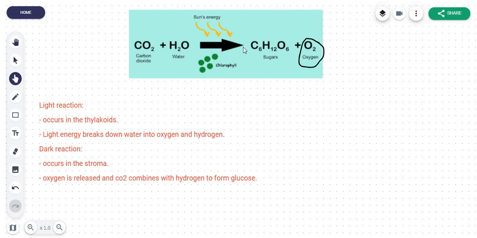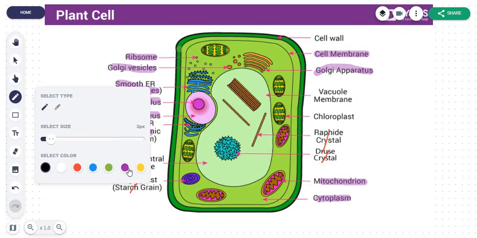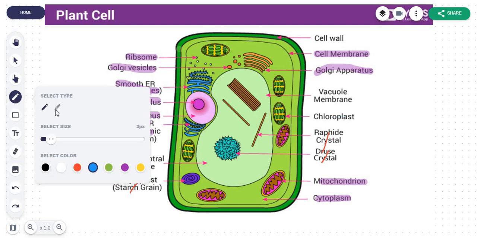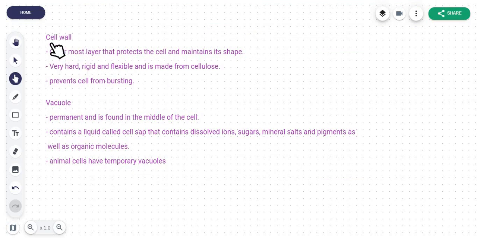Okay, so let us come back to this diagram and look for our chloroplast. Here we go. This is your chloroplast, and you can see that the grana and thylakoids are all visible here. And just note how big they are. Now we're going to talk about the cell wall.